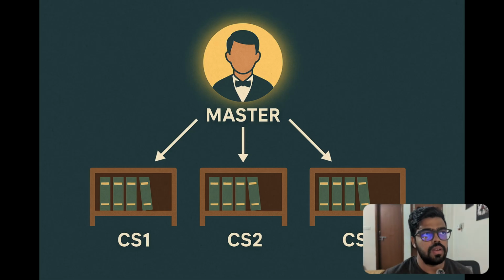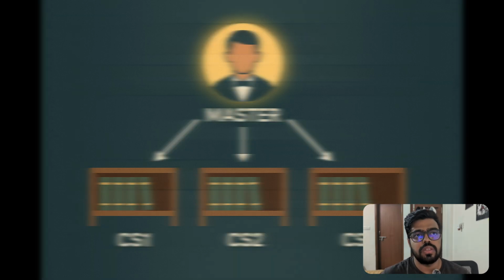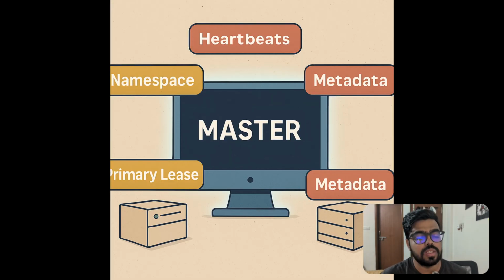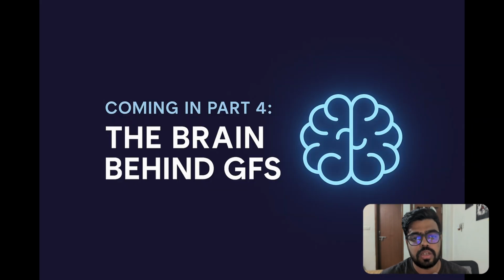Right. So far we have covered the chunk servers part, how they replicate, read, write and recover. But who keeps track of all the shelves, books and copies? That's the master node, the brain behind the Google File System, or GFS. It manages the namespace, decides which server is primary, collects heartbeats and much more. In the next part, we'll dive into the master's role, its internal architecture and how it avoids being a bottleneck.